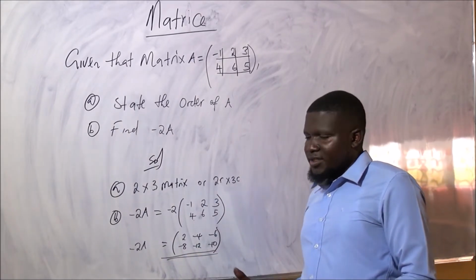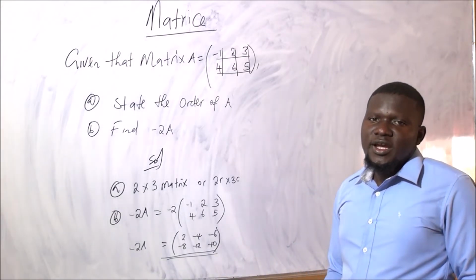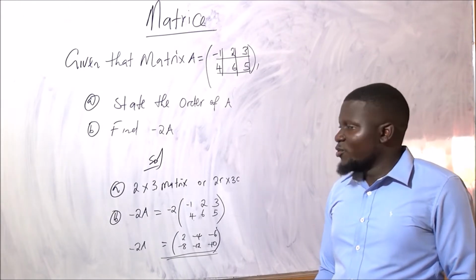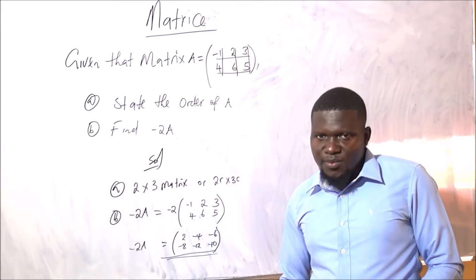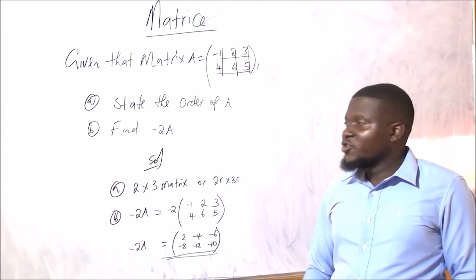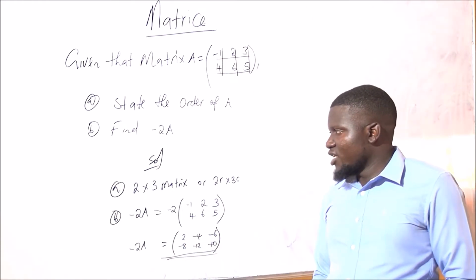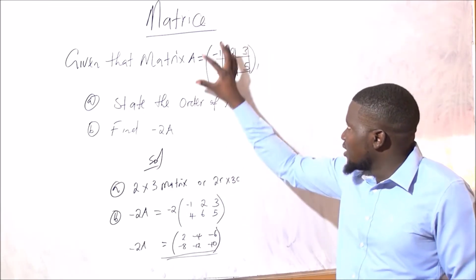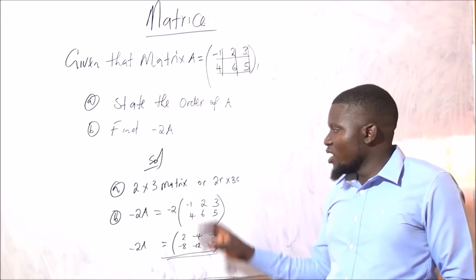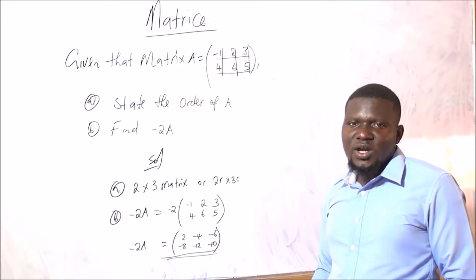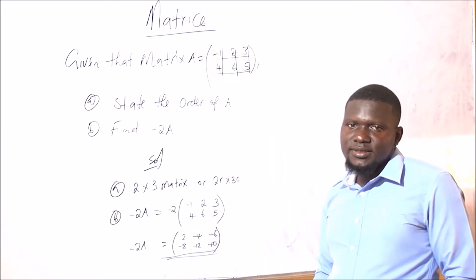This is how we find problems in math paper 1, where you are asked to state the order and to find the value given by a number multiplying a matrix. It could be a fraction at times, it could be a whole number. So this is how we calculate such problems. But the emphasis is on this part. When a matrix has been given, the first thing you have to consider when asked to state the order of the matrix is to count how many rows the matrix has. Then you count the columns.